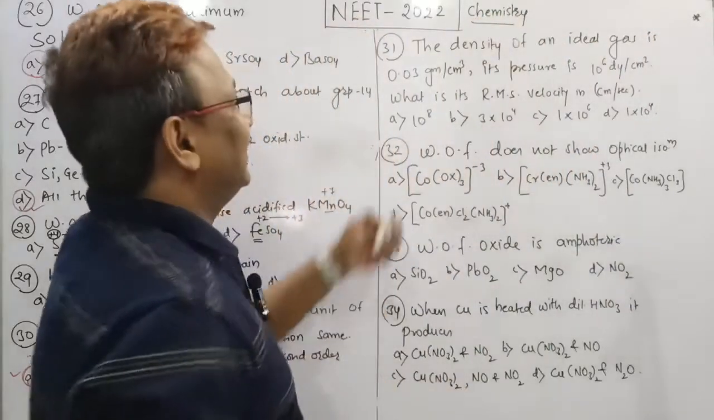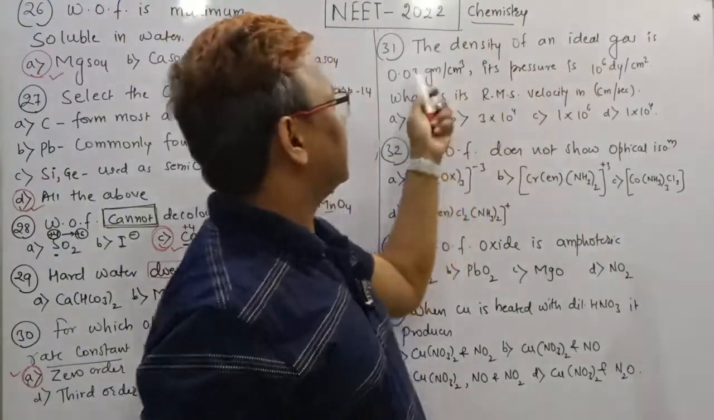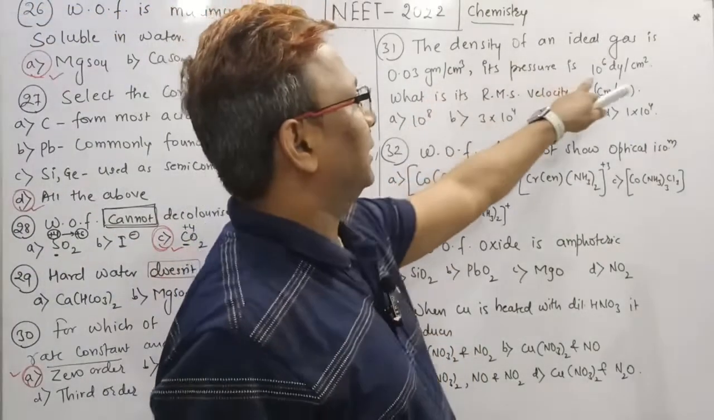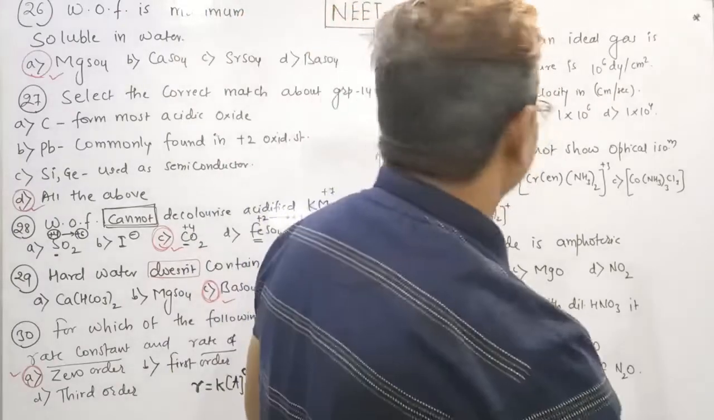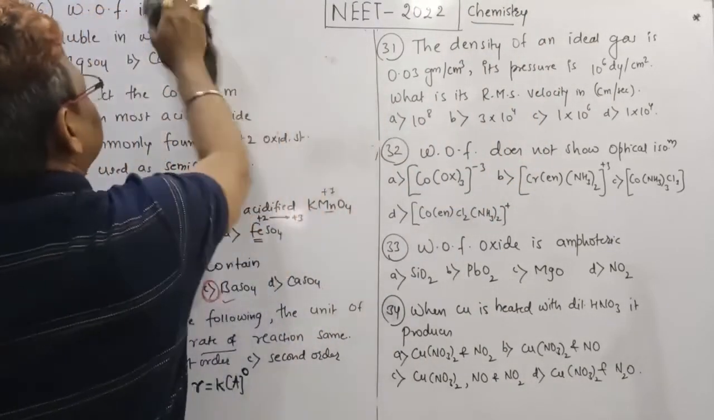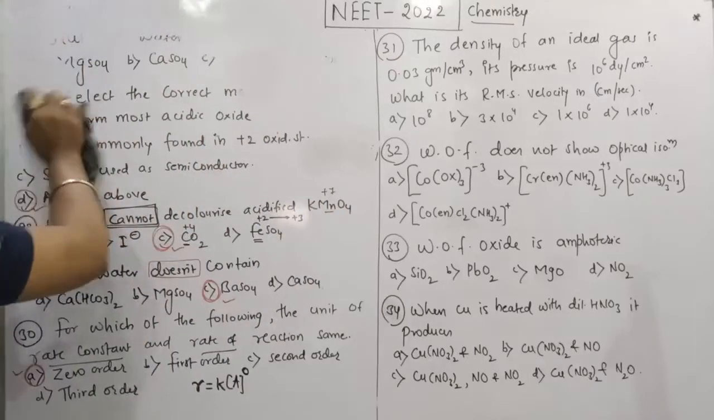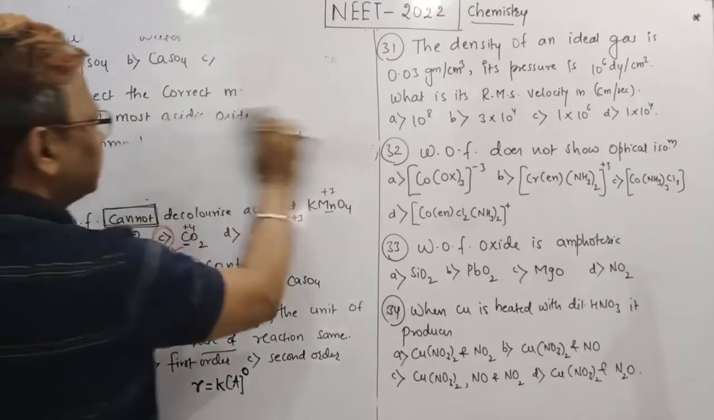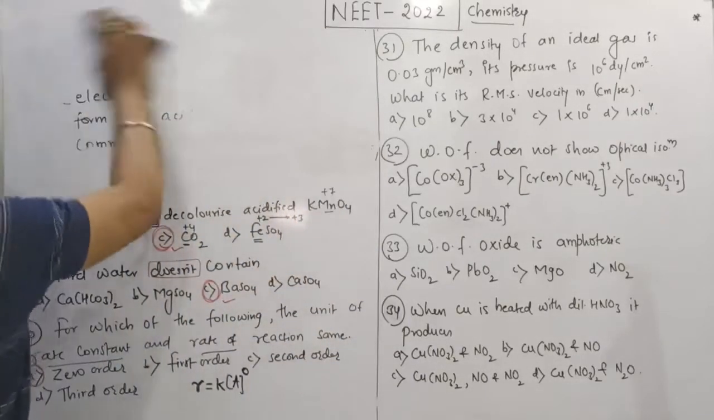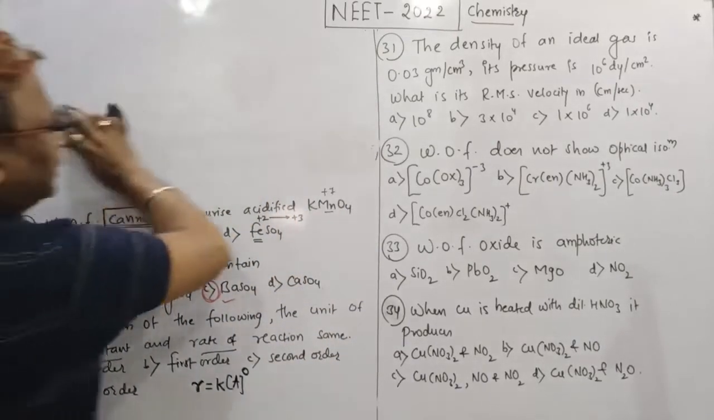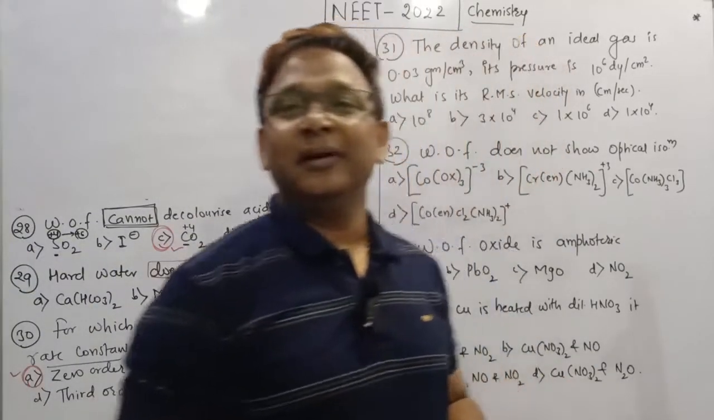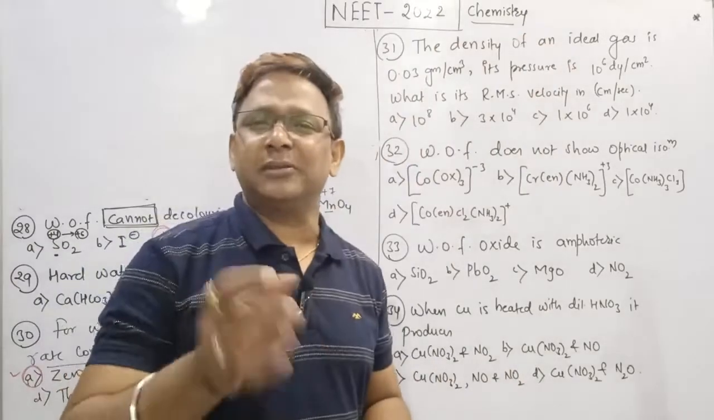Another one: density of an ideal gas is given as 0.03 gram per cubic centimeter. Density is given, pressure is given, and they are asking for RMS speed. But how do we get the RMS? Because it is a calculation part, I should show you how to do this kind of calculation. It is a very simple calculation, and even in the final NEET we get this kind of simple calculation. We won't get any difficult calculation. Don't worry about that. This time we are definitely going to get a very simple paper.